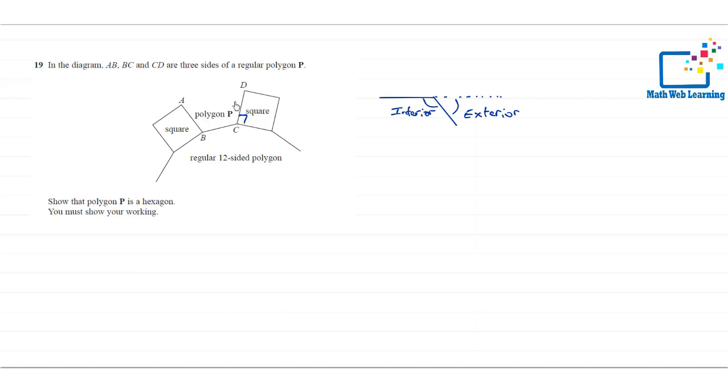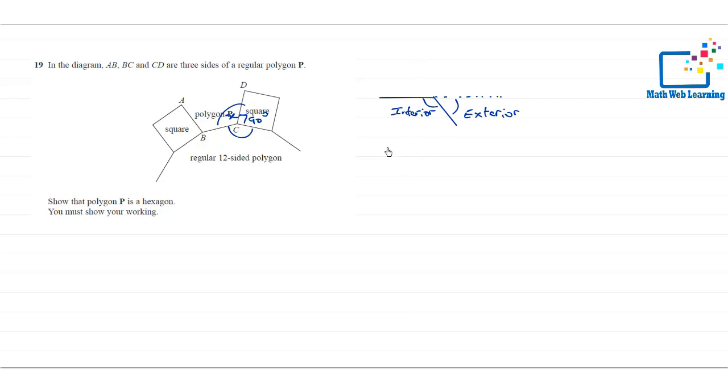Question 19 is a question on polygons. All right, so we have a 90 degrees there, that's 90. We need to work out this angle there, C, in order to calculate the angle X, the interior angle of the polygon P. In order to do that, we need to first work out the interior angle inside the 12-sided polygon. So first, we're gonna calculate the exterior angle.